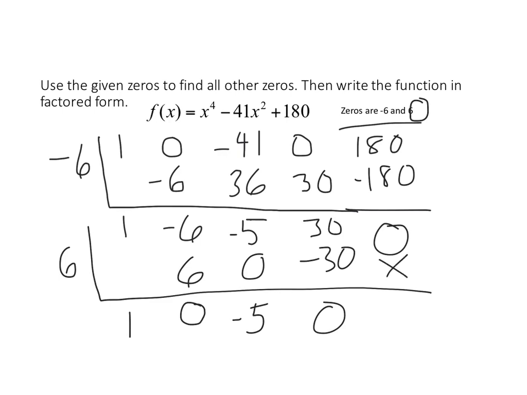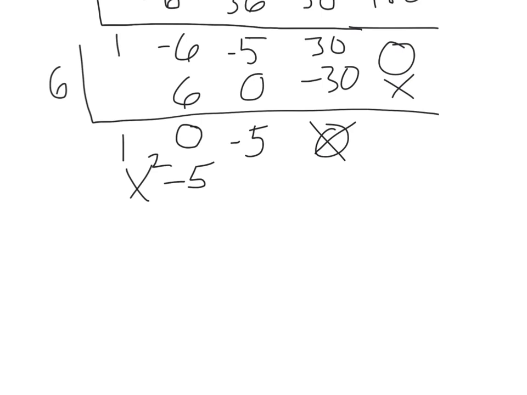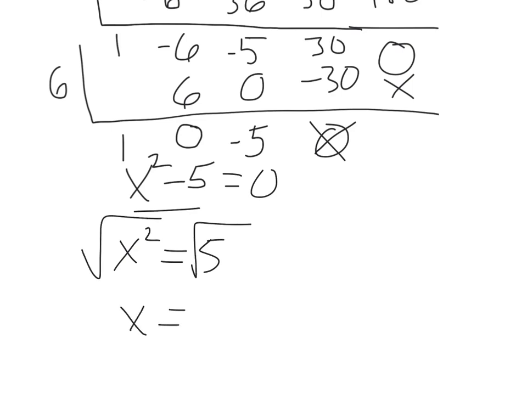Okay, so now I'm left with x squared minus 5, since we cancel out this last term. That's the whole reason why we use synthetic division and it gives us the zeros: now we can actually work with the final polynomial that we have here. I can solve it by square root method. So x squared equals 0, move the 5 over. So x squared equals 5, square root both sides. So x equals plus or minus the square root of 5.